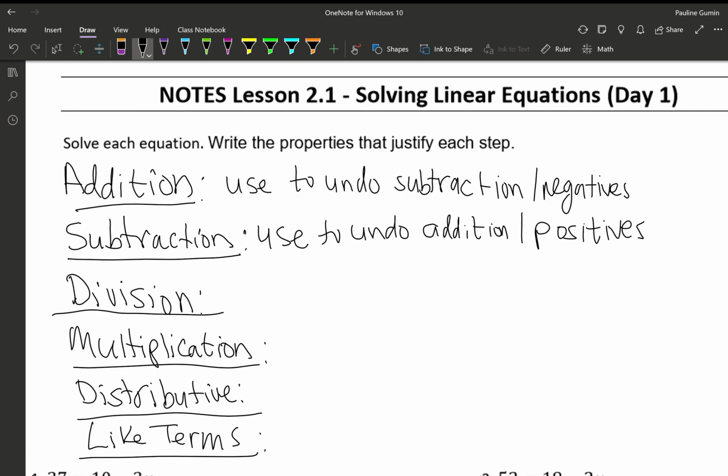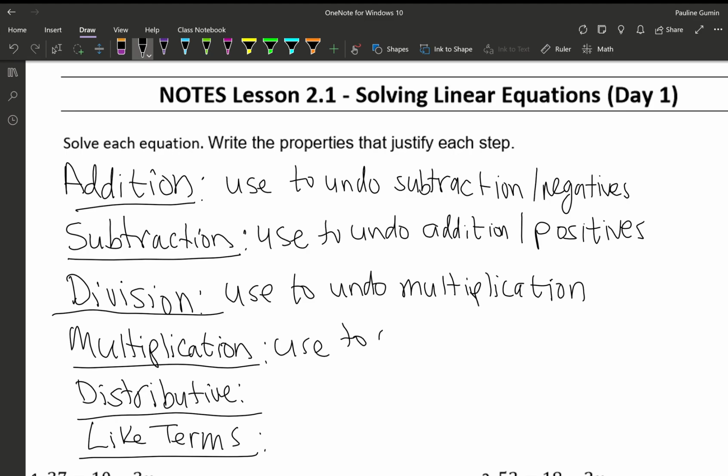Division. We use division to undo multiplication. We use multiplication to undo division. Now, I do want to remind you that we are in algebra now, so division is not going to be a standard division sign like this. We are now going to have fractions. So 1/2 does represent division. It's 1 divided by 2. So just a little FYI, that division is going to look a little different for us.